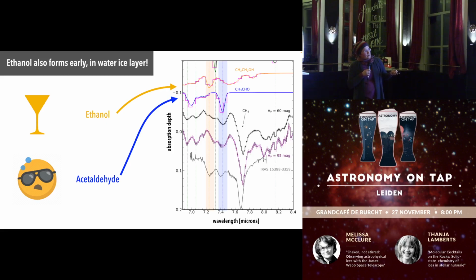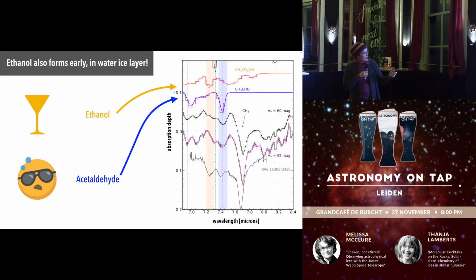These two colored bands, the yellow one represents ethanol and the blue one represents acetaldehyde. So I realize they look just like wiggles, but we see them in 3 different spectra, and this is a pretty good detection by astronomical standards. So we see alcohol in the cloud.